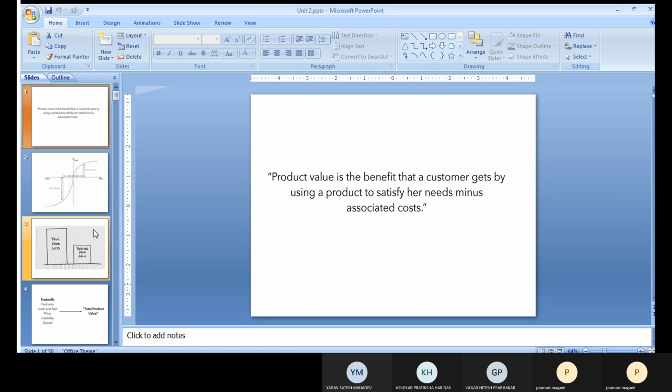Product value. As I told you, the product value is nothing but the benefit that a customer gets by using a product to satisfy his need in less cost. So that we call a product value. And of course, from the designer or development point of view, the product value is the value of the addition of total requirement for developing that particular product plus my profit, and that should fulfill the need of the customer also. So this combination is called a product value.